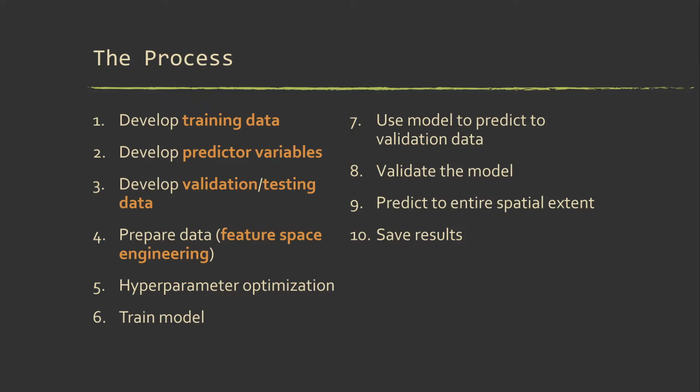And then once we have a trained model, we can use it to predict new data, such as the validation data. Once we predict the validation data, we can estimate or assess the model using a variety of assessment metrics, and we'll look at examples of those later on in the series. And then if you're satisfied with your model, then you can use it to predict to an entire spatial extent, such as every pixel across your landscape or every polygon or whatever your units are, and obviously save those results and whatnot and report.